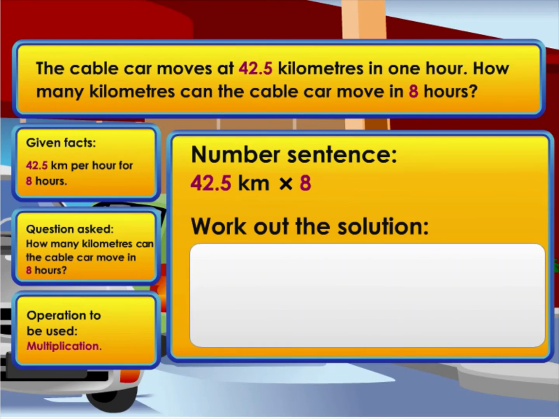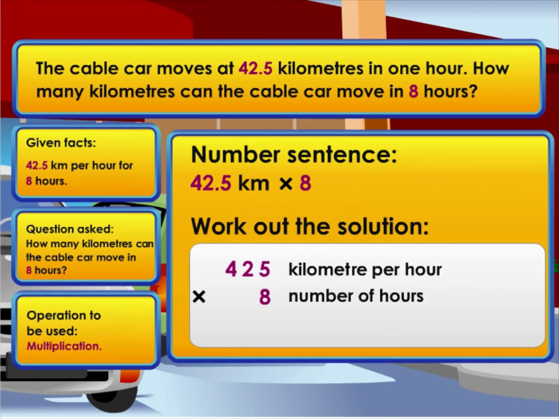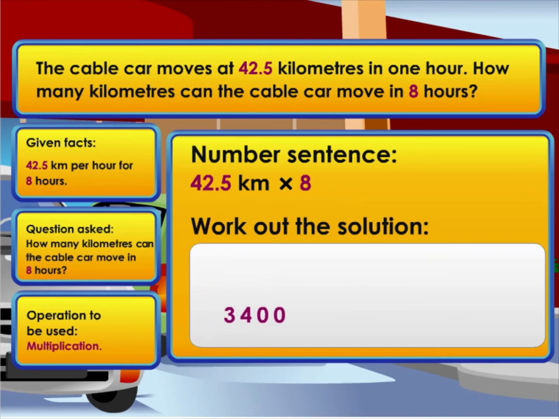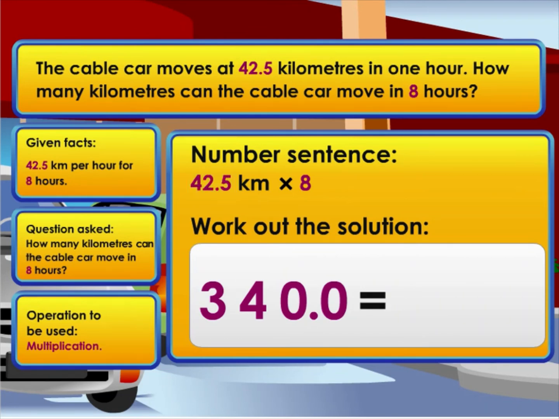Step 5. Work out the solution. Ignore the decimal point and multiply. The answer is 3,400. Now look back at the number sentence. It is a decimal number with 1 decimal place. So the answer is 340.0. Omit the 0 after the decimal point. So in 8 hours, the cable car moves 340 kilometers.